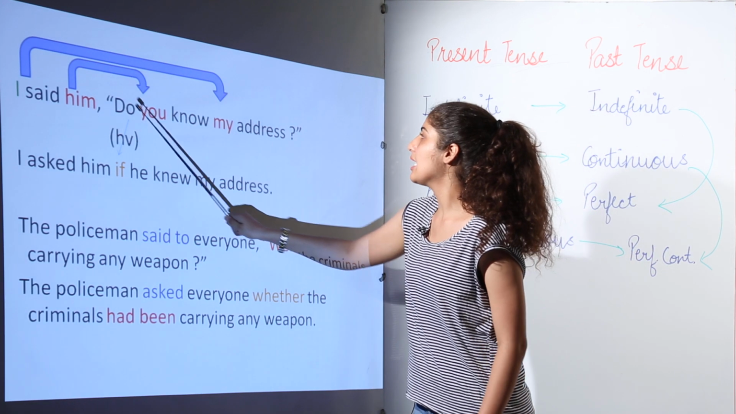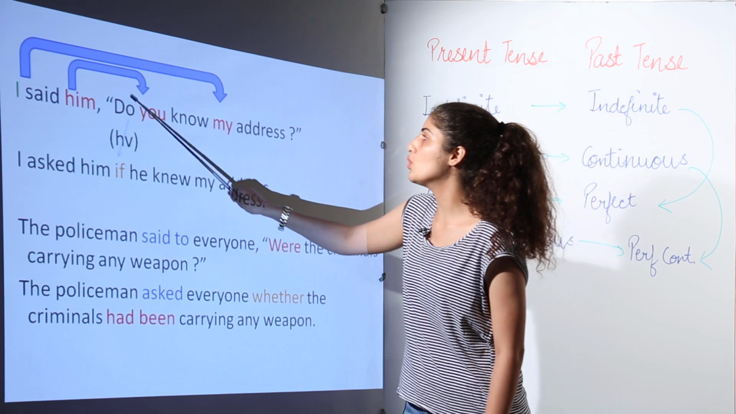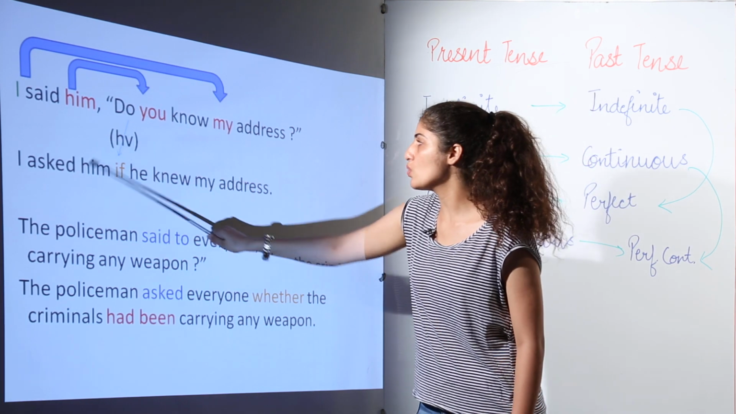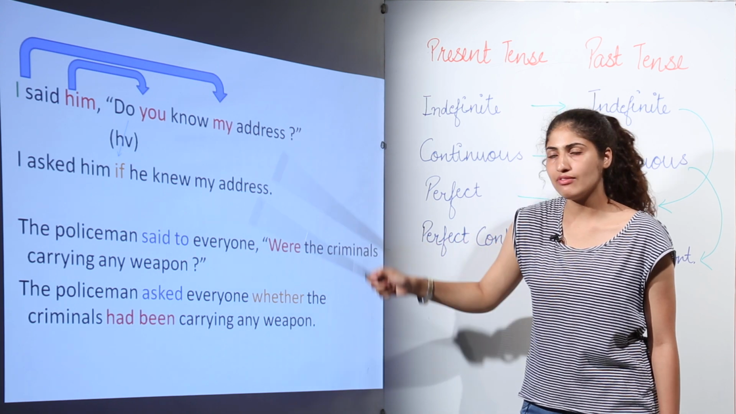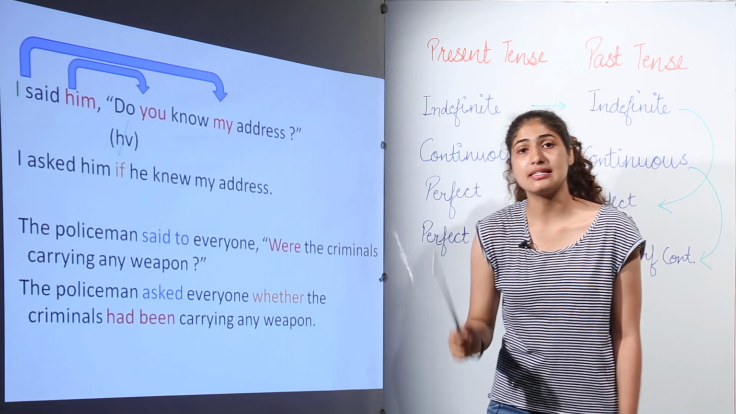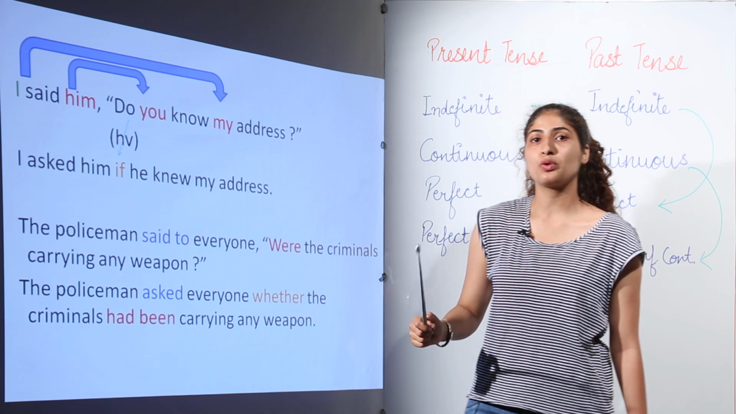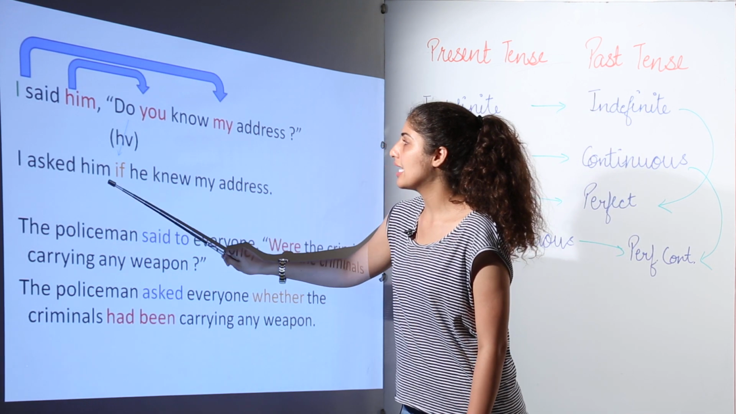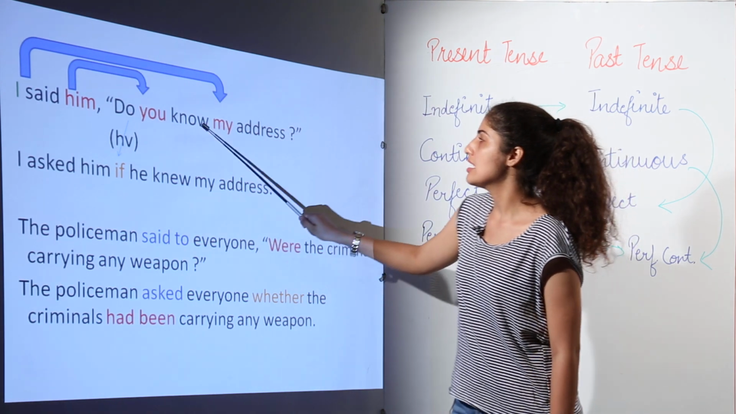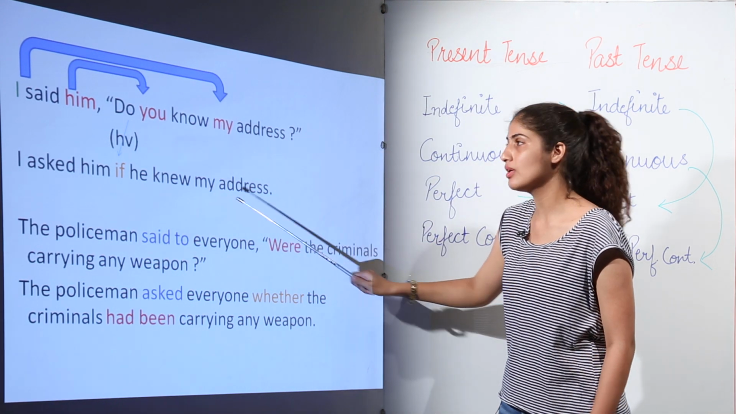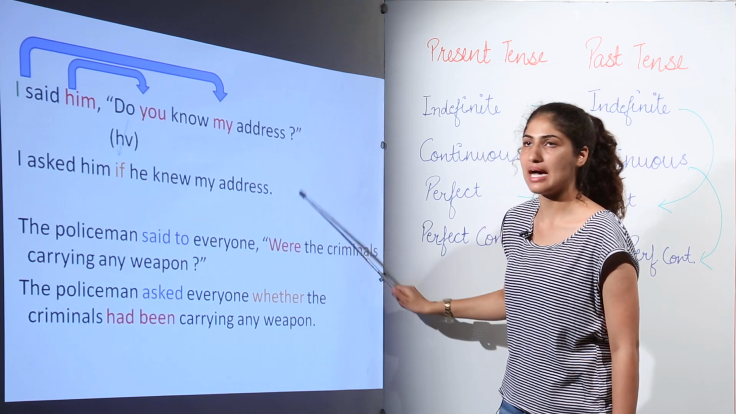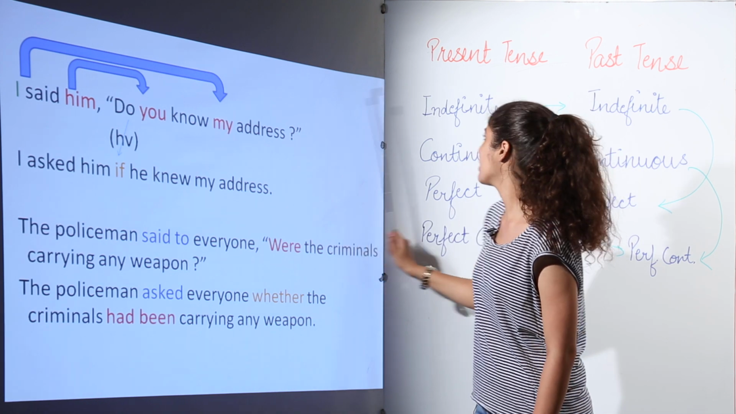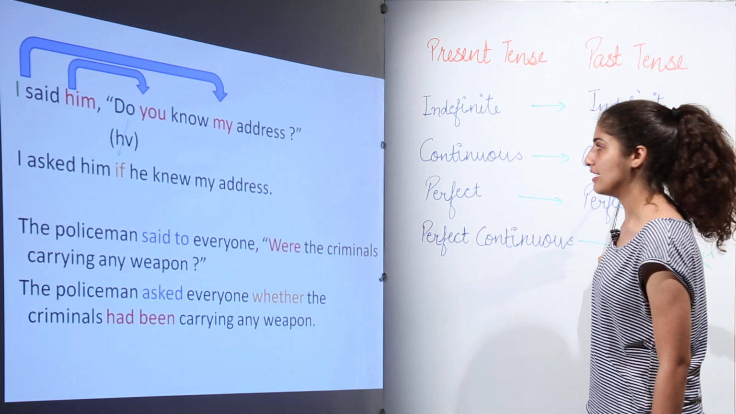See, I said to him, "Do you know my address?" Now here do is the helping verb. So since it is starting with the helping verb, we have to use if. And when we are using if, this if is itself a conjunction. So we cannot put another conjunction like that here. So we'll just put if here. I asked him if he knew my address. This know will be changed into knew, because we are now changing it into the past. This was a present indefinite tense, and so it will change into past indefinite tense.